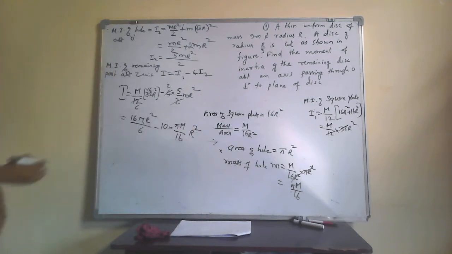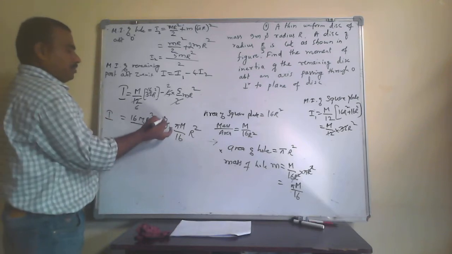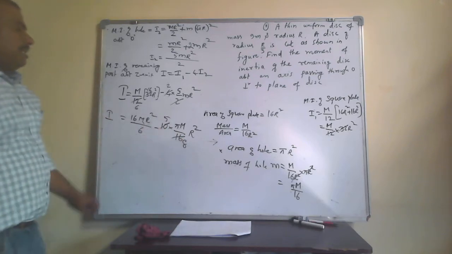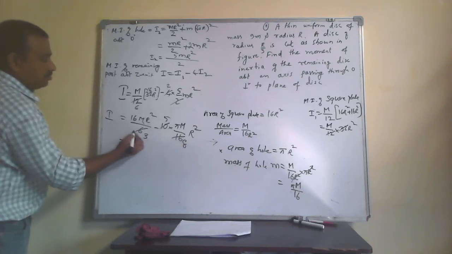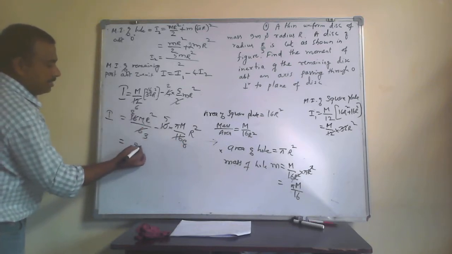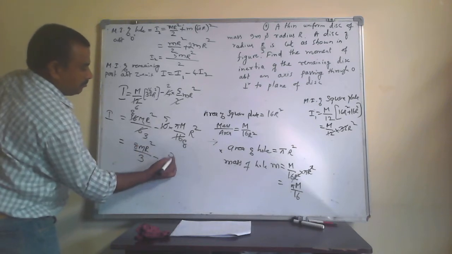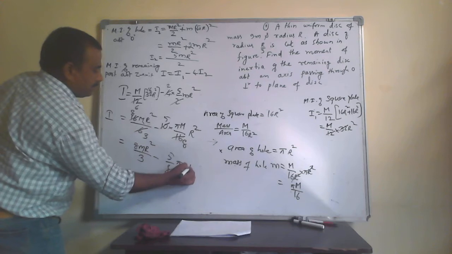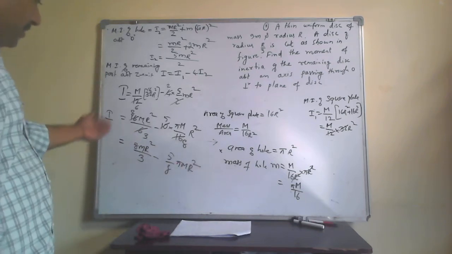So this is the answer. You can solve further to get 8 m r square by 3 minus 5 pi by 8 m r square. Okay, this is the answer.